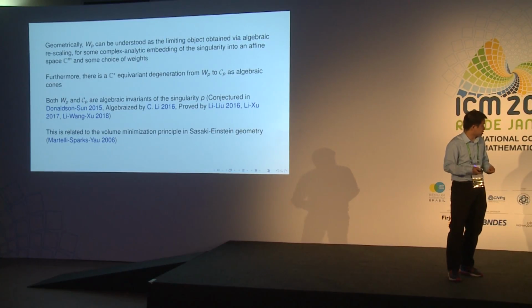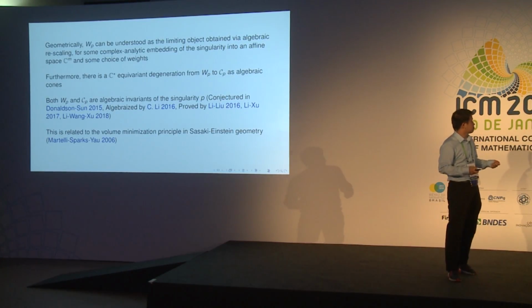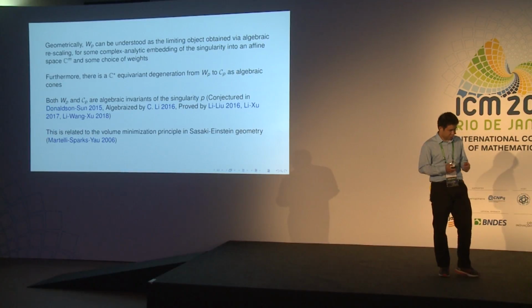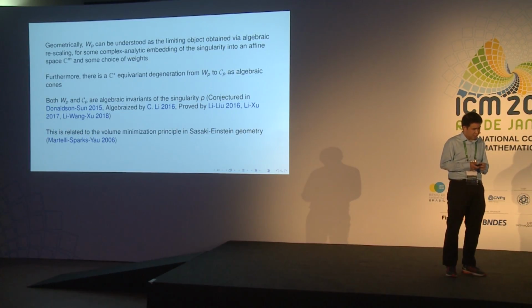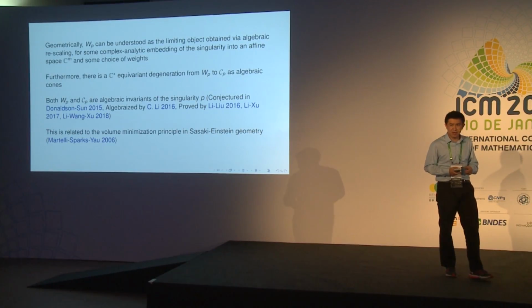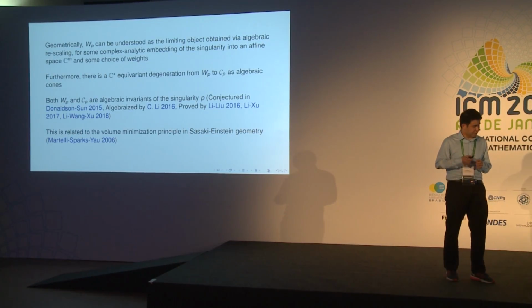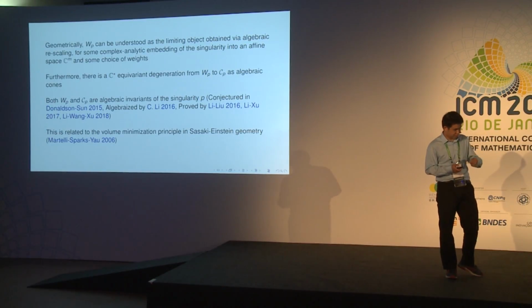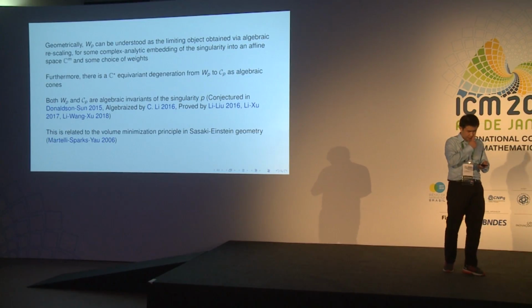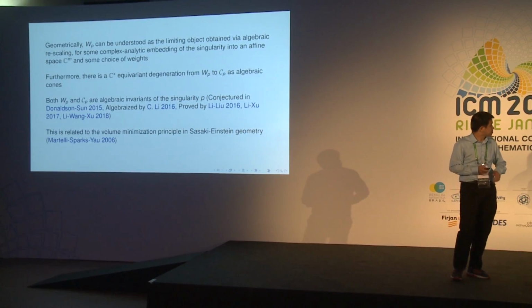And all these results around tangent cones, they're related to volume minimization principle in Sasaki-Einstein geometry. This is a geometry of the cross-section of the tangent cones. It's both the proof of this uniqueness and the later developments.